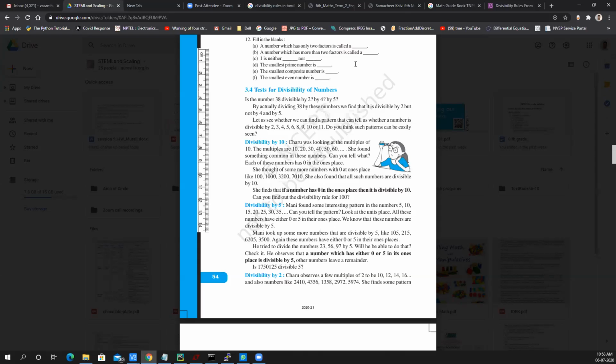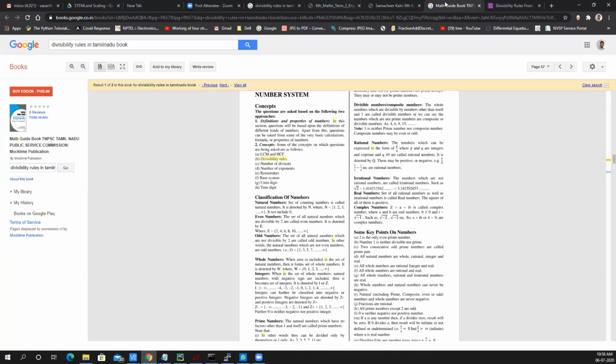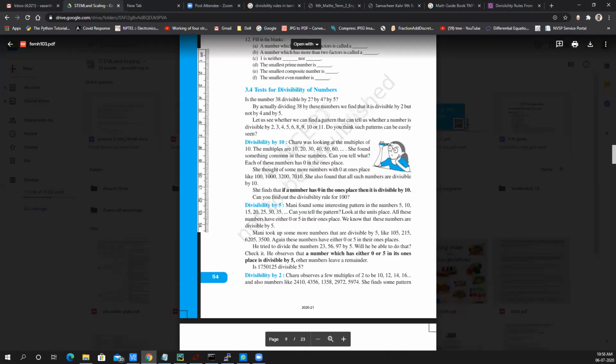State board book is not there in the drive. No? It's in the second term, first chapter, rules for the test of divisibility of numbers. Is it there in the drive? Yeah, it needs to be uploaded to the drive. I don't see. Okay. I send a link for that Tamil Nadu state book, sir. Okay. Yeah, Vasanth, I got it. Page number 7.